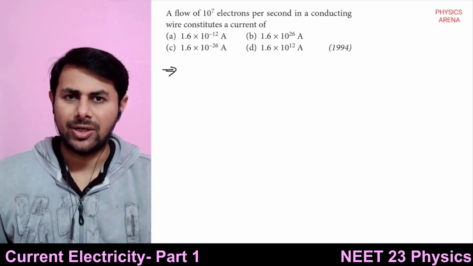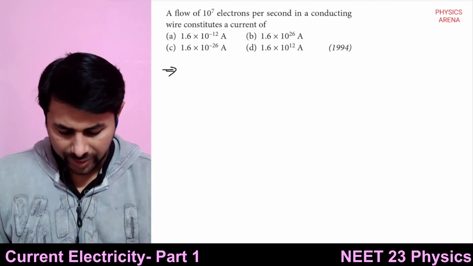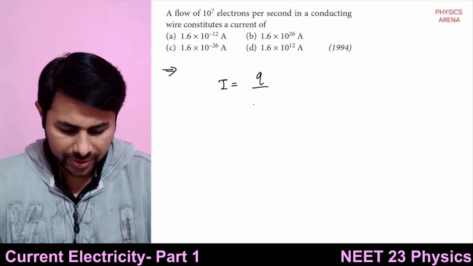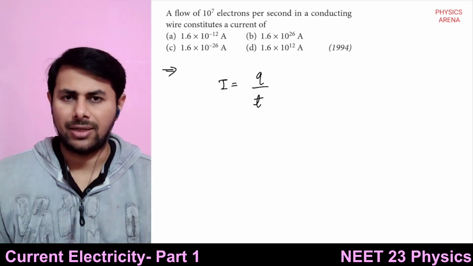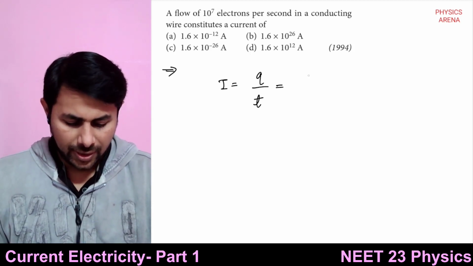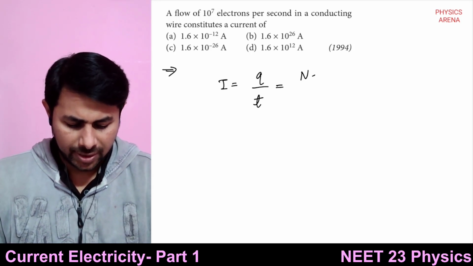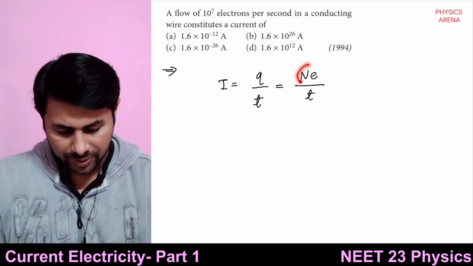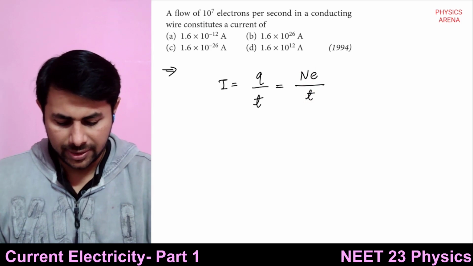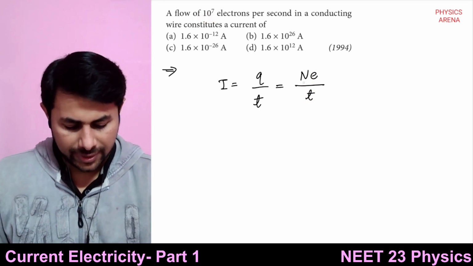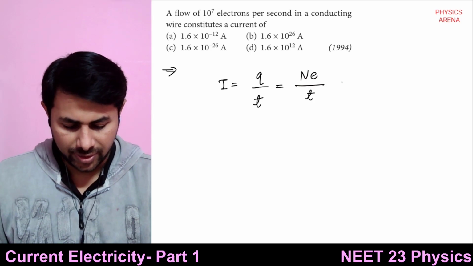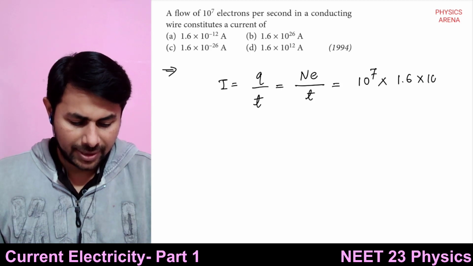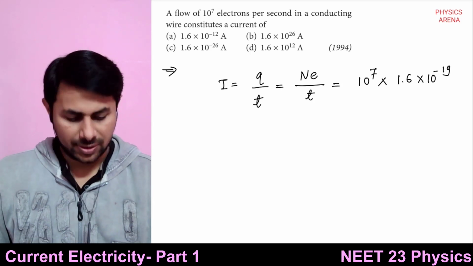So we have 10 raised to 7 electrons per second. What is current? The charge flowing through some area per unit time. So we can say the number of electrons multiplied by e is the charge. We have the number of electrons flowing per unit time, given as 10 raised to 7. So 10 raised to 7 multiplied by e is the current. What is e? It is 1.6 multiplied by 10 raised to minus 19 coulombs, right?